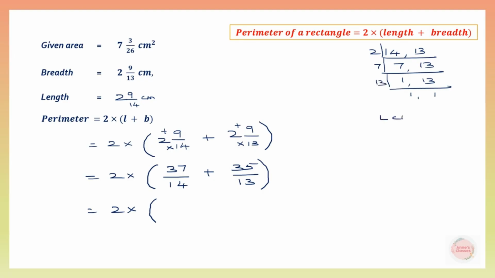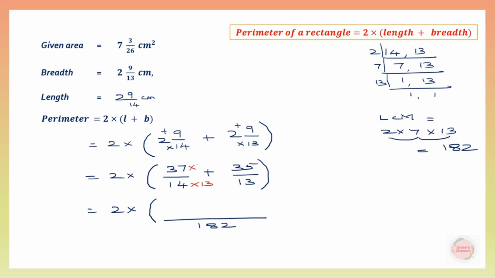So now what is our LCM? Our LCM is 2 into 7 into 13. 2 sevens are 14. 14 into 13 is 182. So that is going to be our LCM. Now look at the first fraction here, 37 by 14. 14 into 13, we just found out, isn't it? 2 into 7 is 14. And we said 14 into 13 is 182.